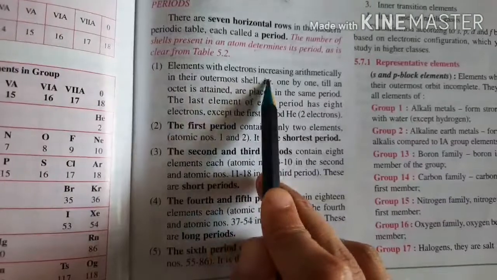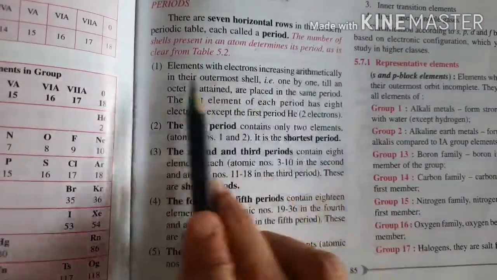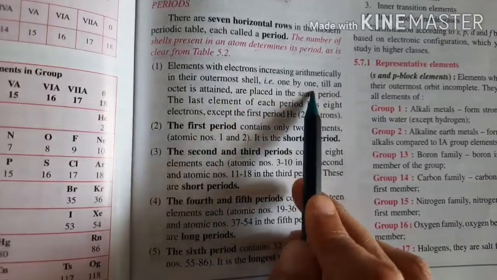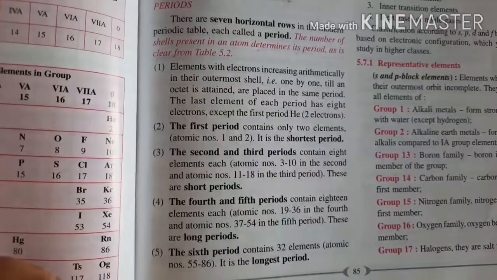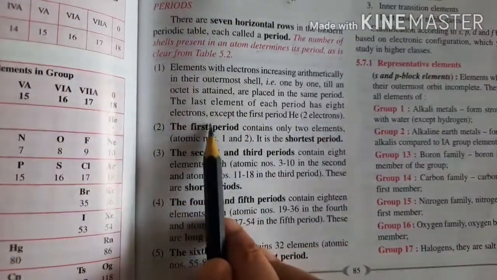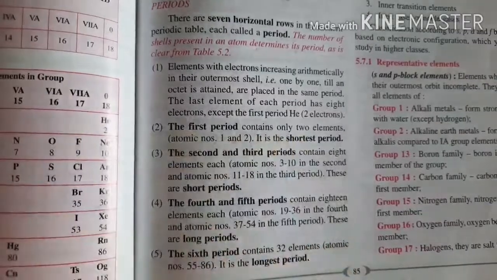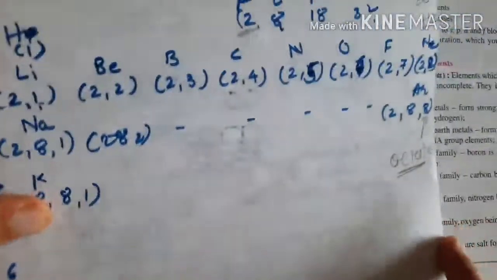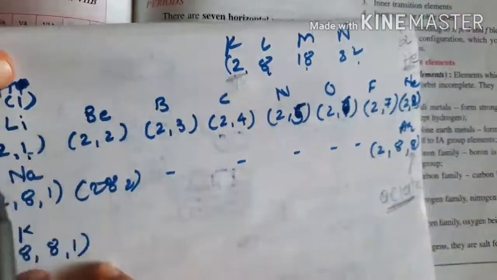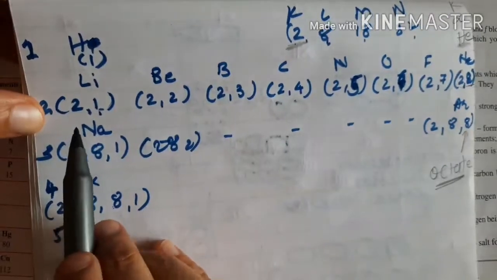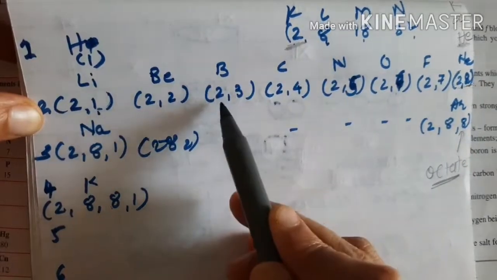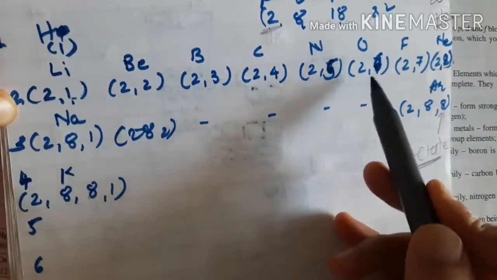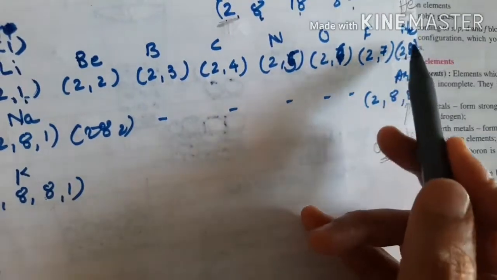Second, it is given that the elements have electrons increasing arithmetically in their outermost shell, 1 by 1, till an octet is attained, as placed in the same period. The last element of each period has 8 electrons except the first, helium, which means, here I am telling you about the second period. The first period has hydrogen and helium, as I told you. Now in the second period you can see that electrons increase 1 by 1: lithium 2 1, beryllium 2 2, boron 2 3, carbon 2 4, nitrogen 2 5, oxygen 2 6, fluorine 2 7, and neon 2 8.